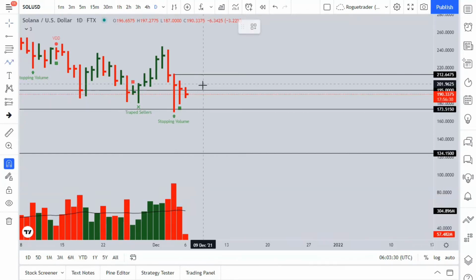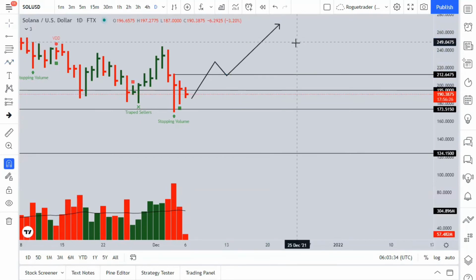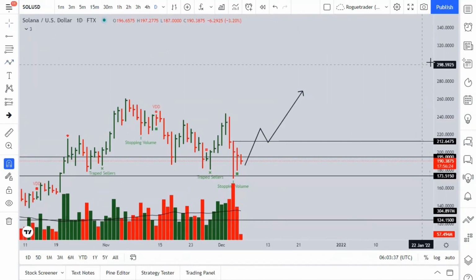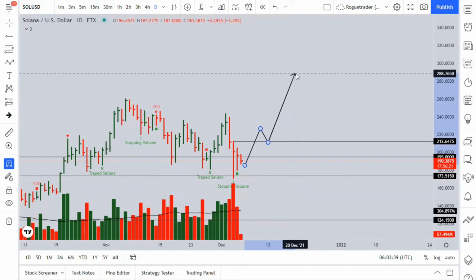I would also recommend, if you want to go for a buy, definitely wait for a retracement, then you can go for a buy setup right here, and the next target will be the 300 levels. For Solana, the next target will be 300 levels.